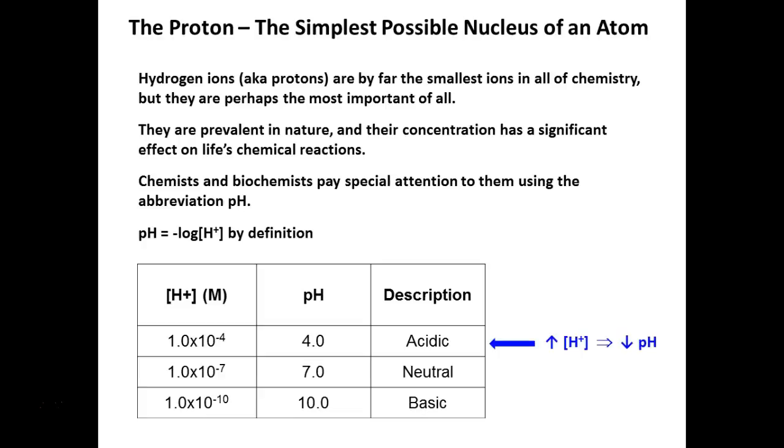So high hydrogen, low pH. Low hydrogen ion concentration, high pH. Basic is also sometimes referred to as alkaline.